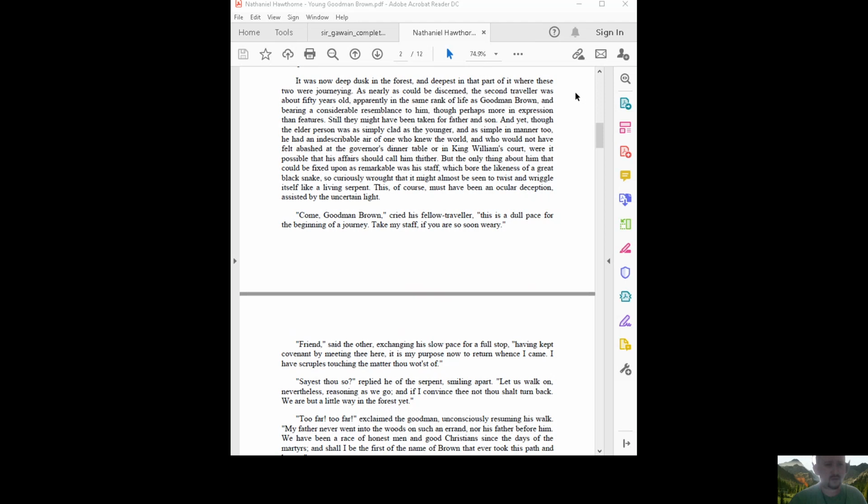But the only thing about him that could be fixed upon as remarkable was his staff, which bore the likeness of a great black snake, so curiously wrought that it might almost be seen to twist and wriggle itself like a living serpent. This, of course, must have been an ocular deception assisted by the uncertain light.